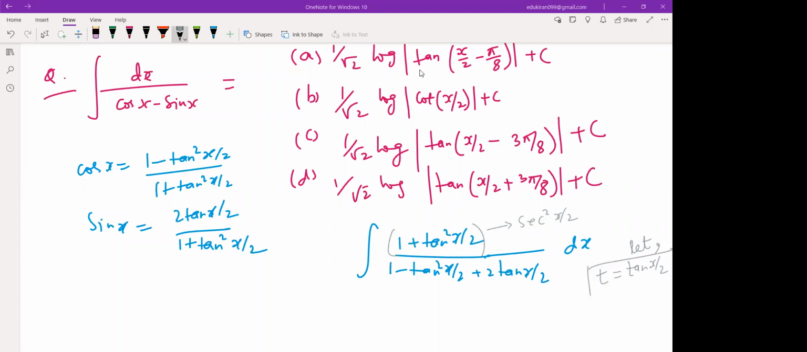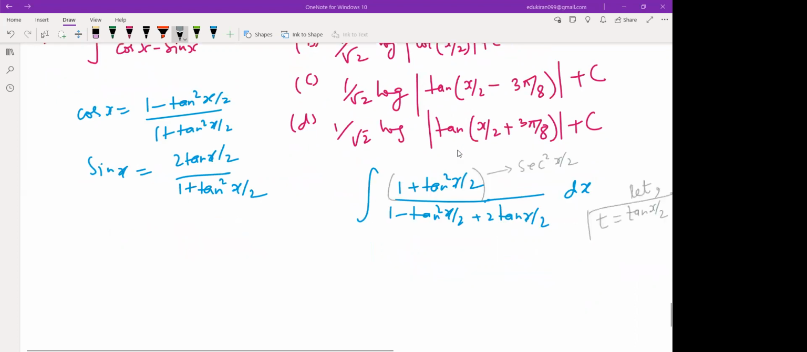Let us see. So we will do this swiftly. This will become, t is tan x by 2, dx is 2 dt, and this is 1 minus t square plus 2t.